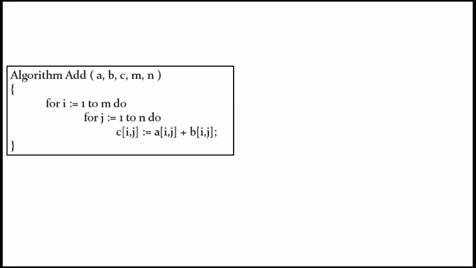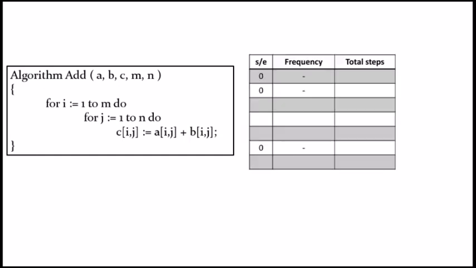And next, in the J for loop, we are calculating the addition of two matrices, that is C of ij equal to A of ij plus B of ij. So this will execute M into N times. So now we will take a table and we will see the time complexity.